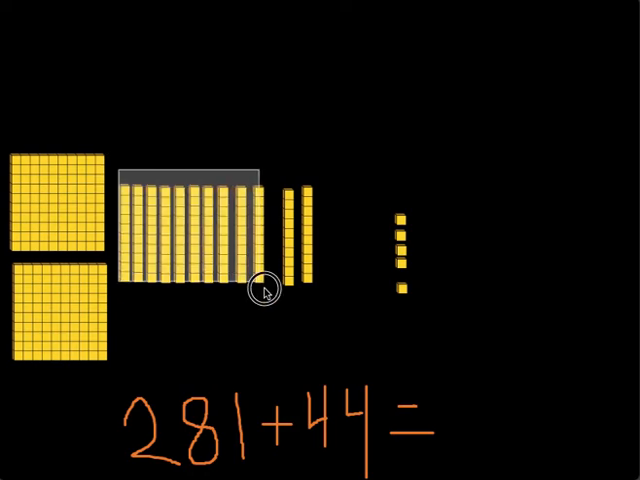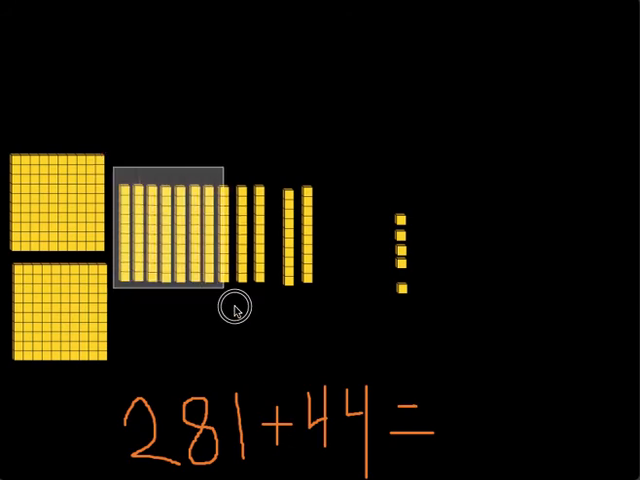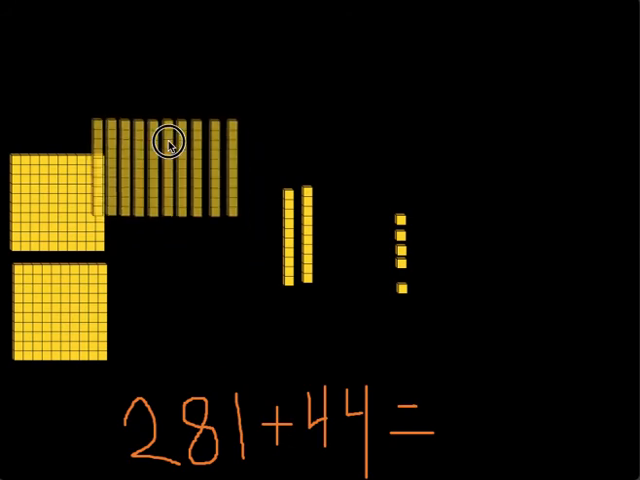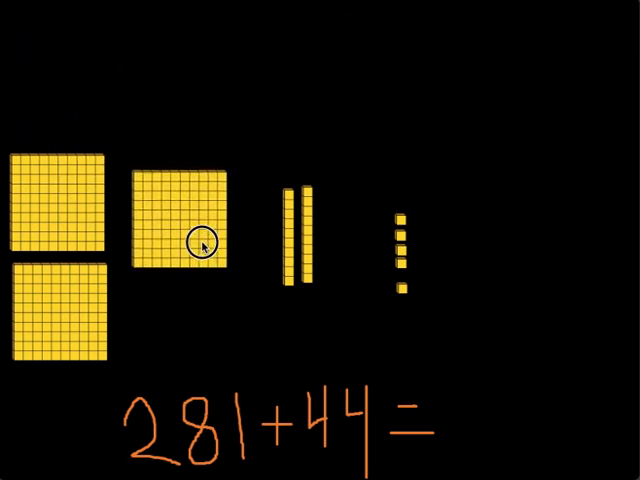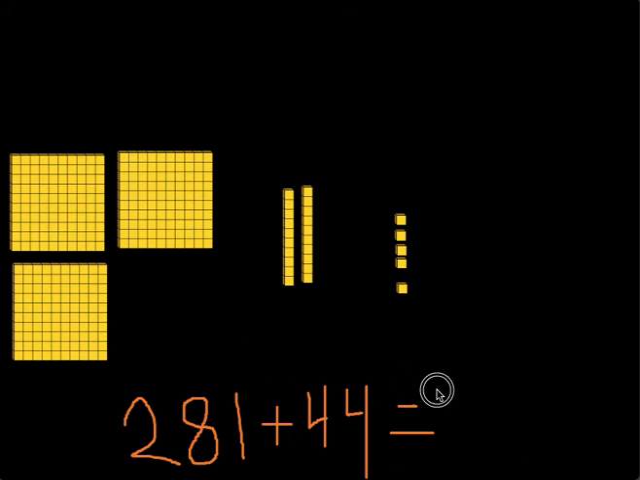What am I going to do with these 10 tens blocks? I'm going to trade them. Whoops, I need them all, right? Well, let me take only 9. I need all my tens blocks. Boop. Now can you clearly see what 281 plus 44 is? Definitely. We can see 3 hundreds, 2 tens, and 5 ones. Okay? So 281 plus 44 is 325.